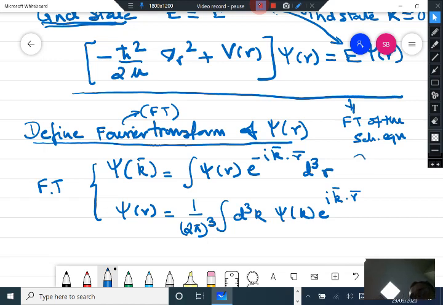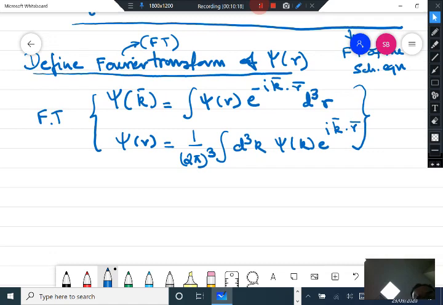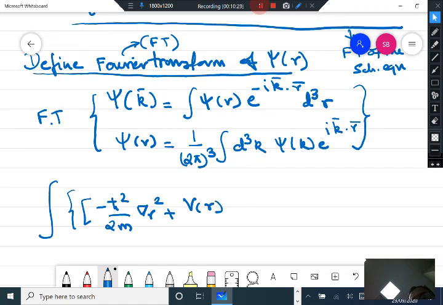So we define this Fourier transform of the wave function, and then the above equation we can actually take its Fourier transform by integrating this expression, minus h cross square by 2 mu delta r the whole square plus V of r, acting on psi of r, times e raised to minus i k dot r.